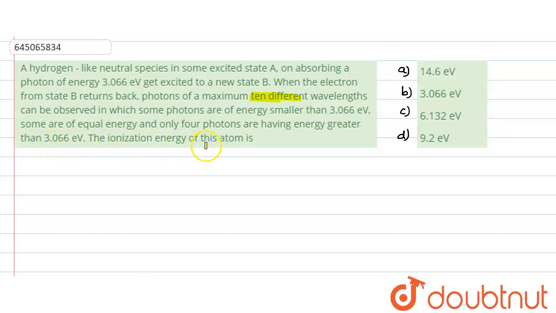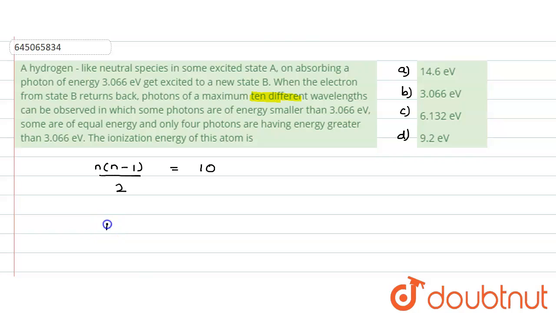Now, we need to find what is the ionization energy of this atom. How can we do this? There are 10 different wavelengths which would be forming. That means there would be 10 transitions. We know that if there are n excited states, then n into n minus 1 divided by 2 would correspond to the different wavelengths, because this corresponds to the number of transitions from n to 1. So in this condition we are getting 10 wavelengths, so we can just substitute it to 10.